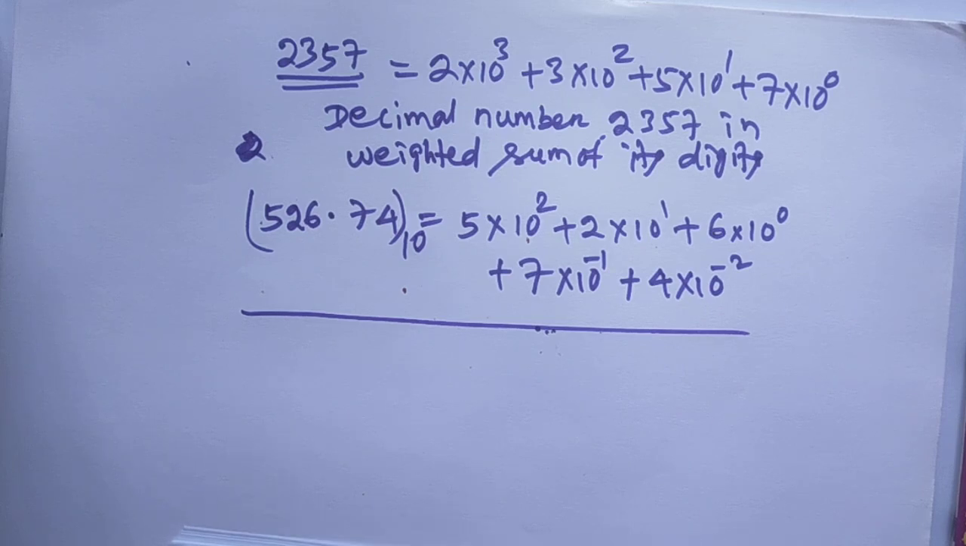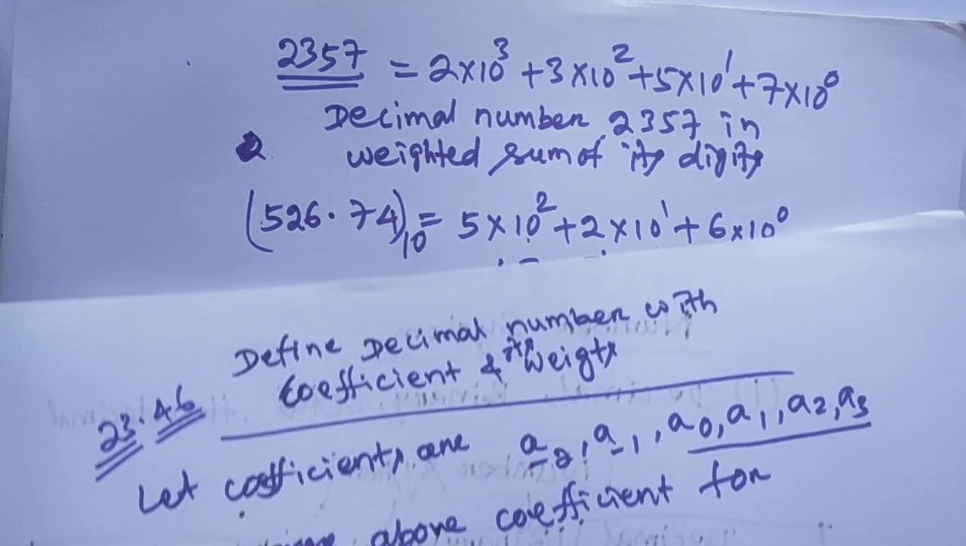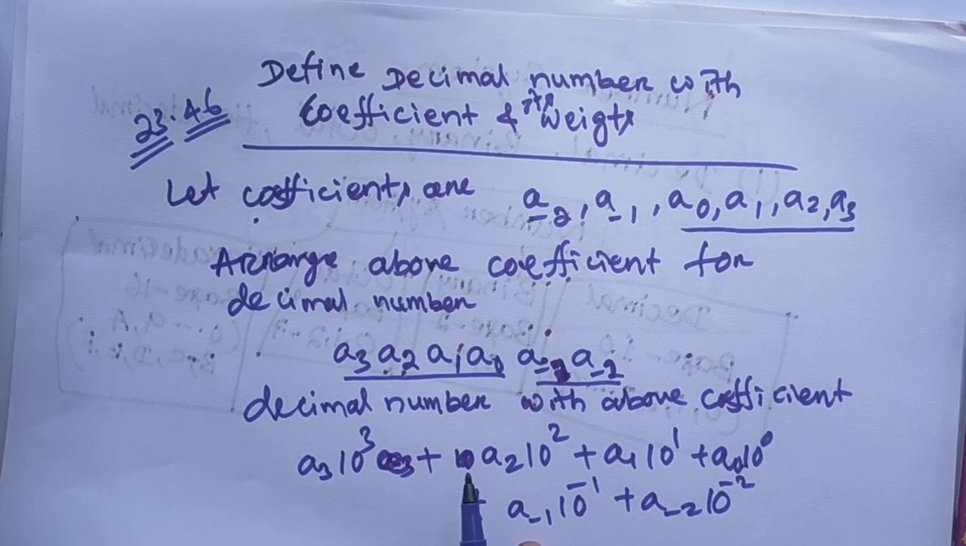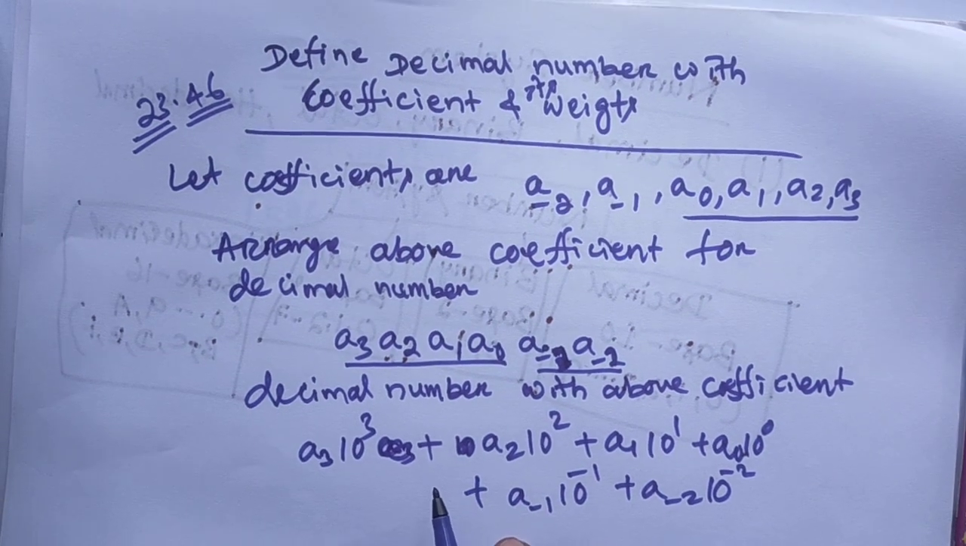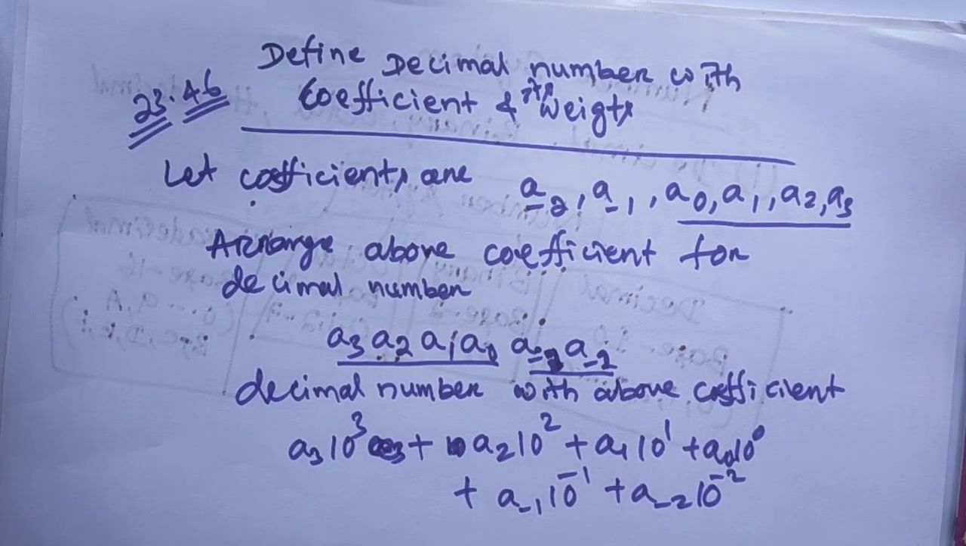I hope all of you understand this basic concept: defining a decimal number with its coefficients and weights. In this way we can define any decimal number as per our requirement.